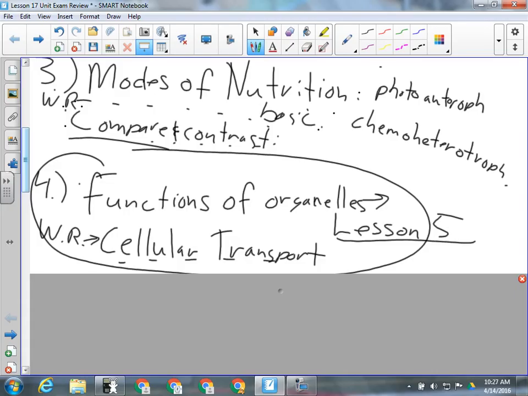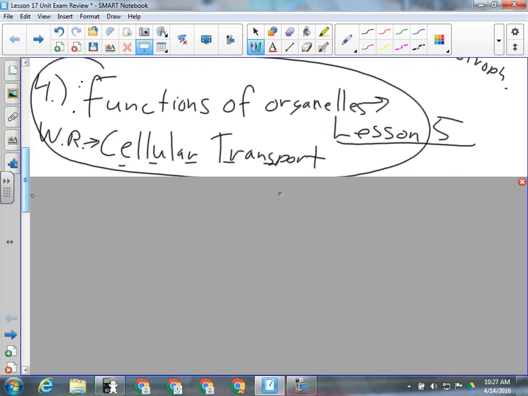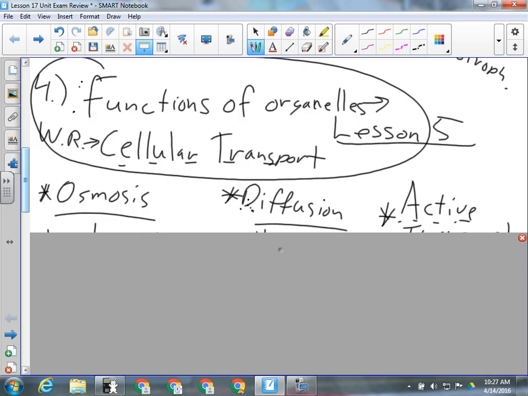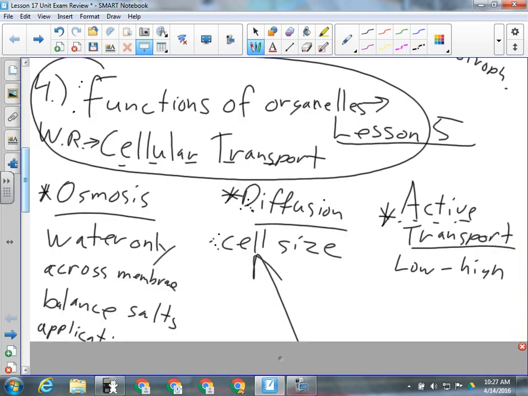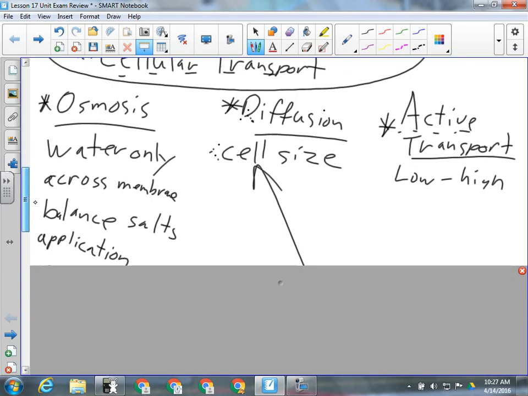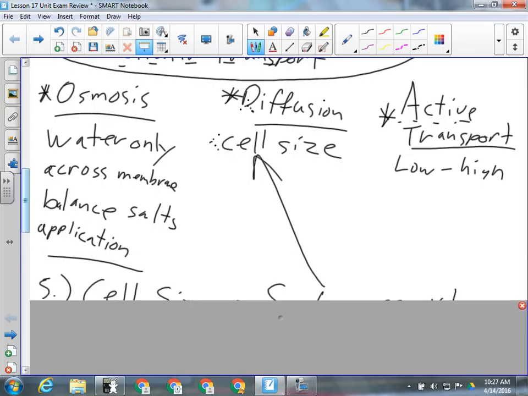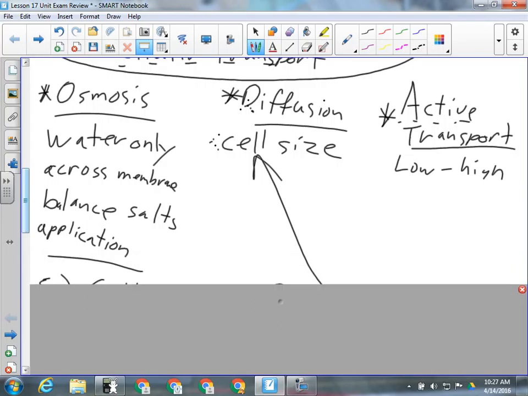Okay, so like I said, of all the marks on the test, the most are from that lesson, lesson 5. Okay, so little things here about the 3 transport methods. Things that you should remember or kind of make notes on. Remember that osmosis only transports one thing, water. So if the question is specifically asking about water, it is probably not asking about diffusion or active transport.